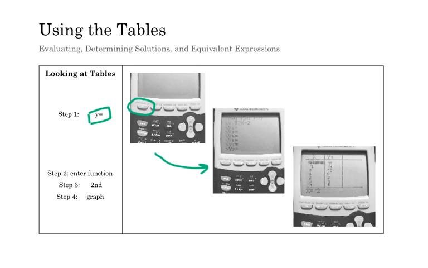Once the function is there, you go to the table by pressing second, graph. Second is this little blue button. Graph is right over here. Those two together take you over to here.